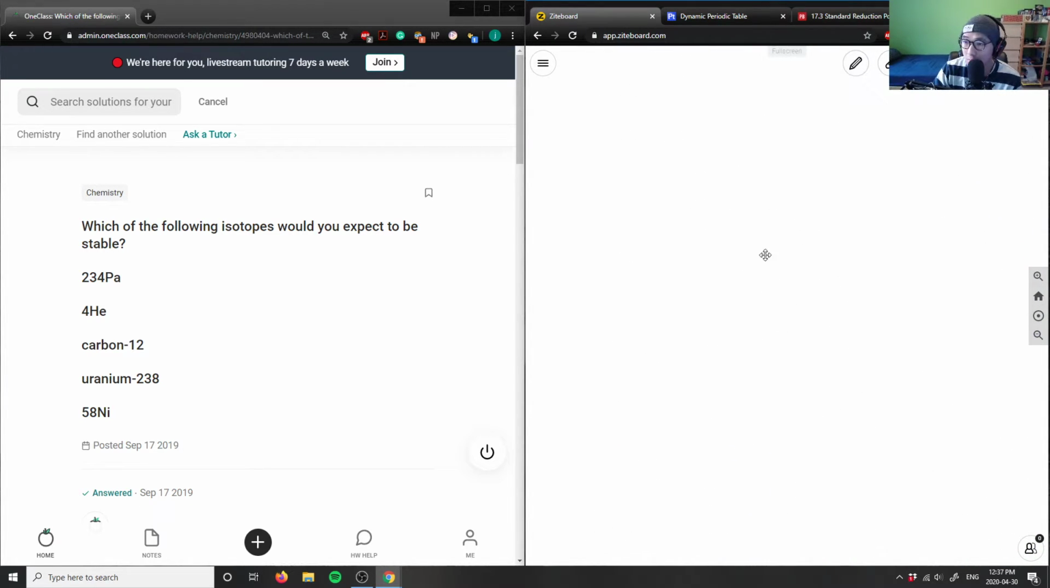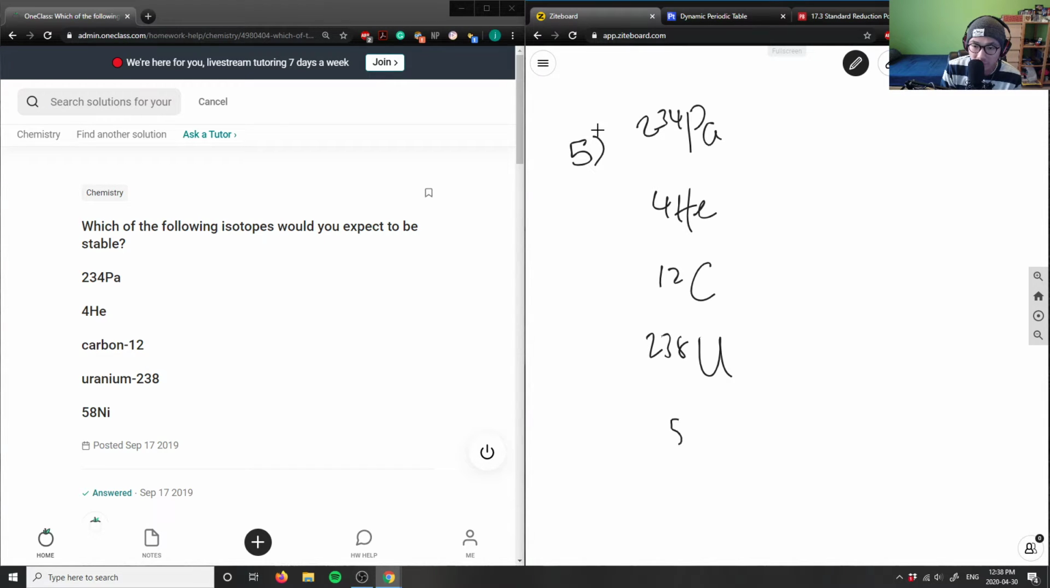That's number 4. Okay, look at number 5. It says, which of the following isotopes would you expect to be stable? So you have 234 Pa, you have 4 helium, carbon 12, 238 uranium here, and 58 nickel here. So which of the following isotopes would you expect to be stable here?